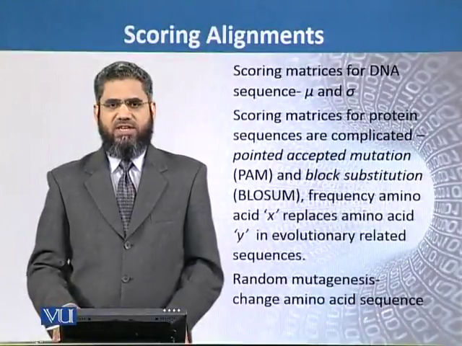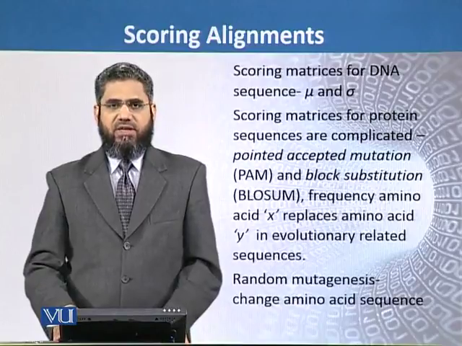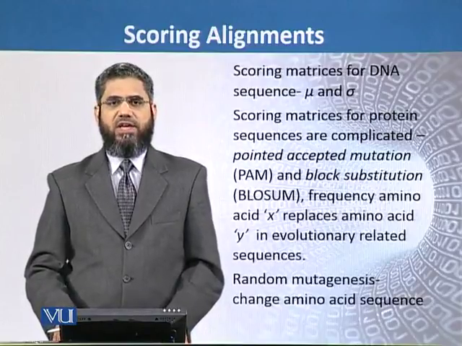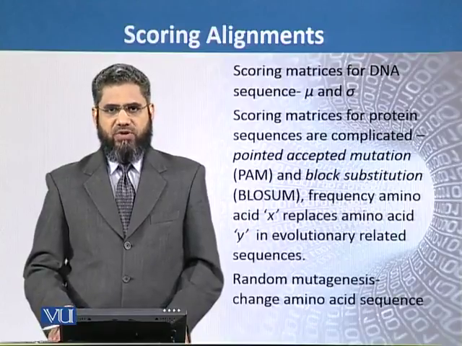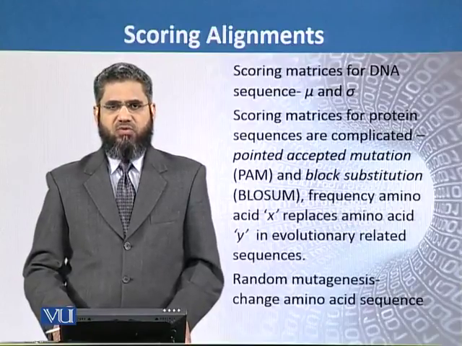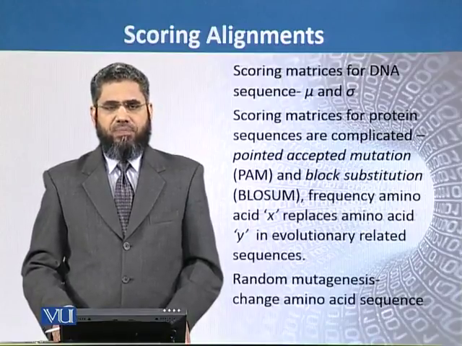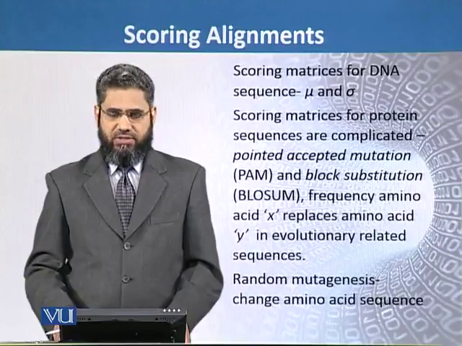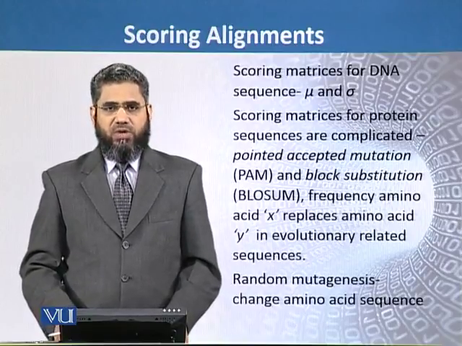In this module we will see the scoring alignments. As we have already discussed the scoring matrices for DNA sequences, in the scoring matrix of DNA sequences we have used two terms: mu, penalization for the mismatches, and sigma, penalization for the indels.